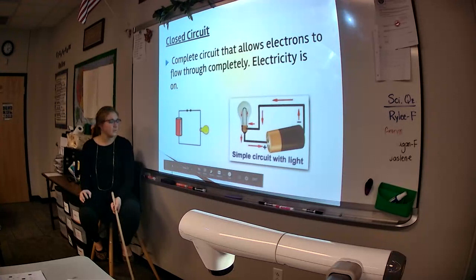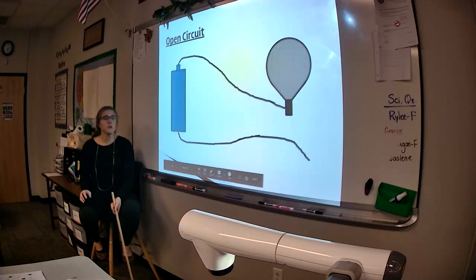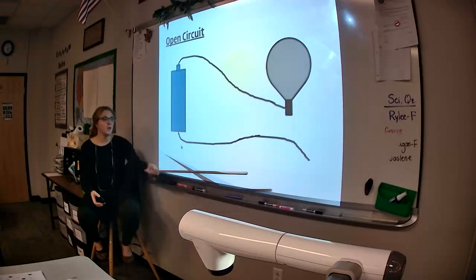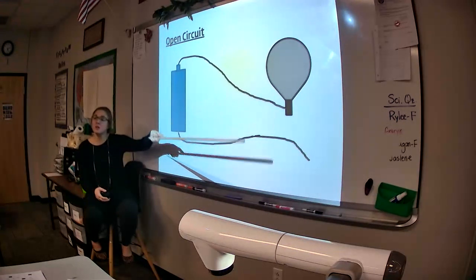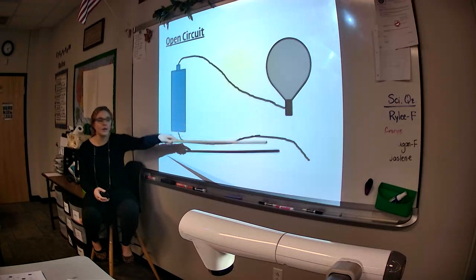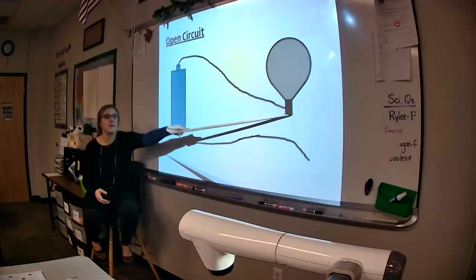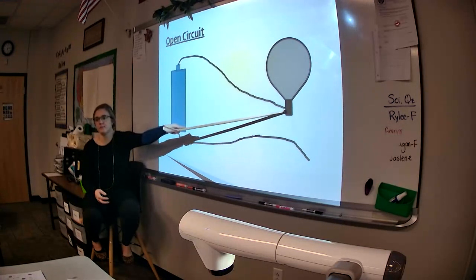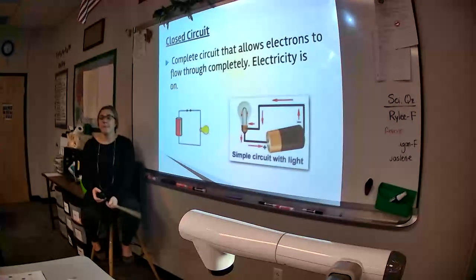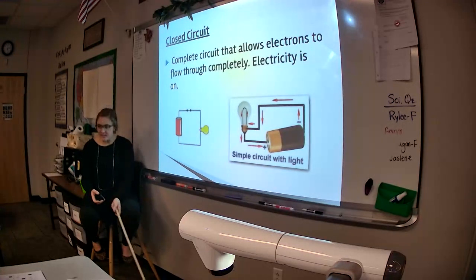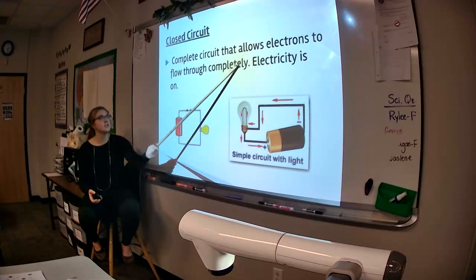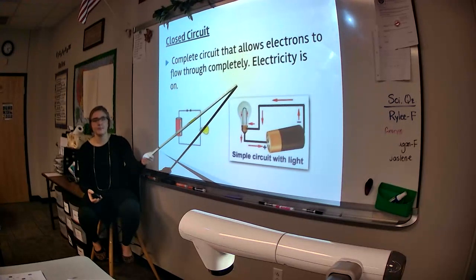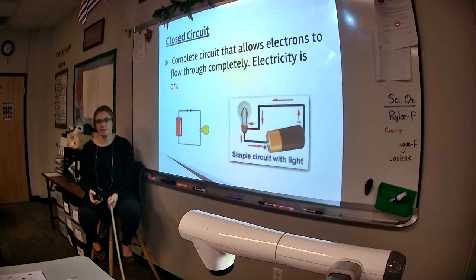Alright, so this is our diagram of an open circuit. You can see obviously the wire is broken here. In order for this to be a closed circuit or to turn the light bulb on, you would need to connect this wire down here to the other part of the component. Now, a circuit that is complete, one that actually works, allows electrons to flow through completely. That's what we call a closed circuit. It's complete. There is no break in it.